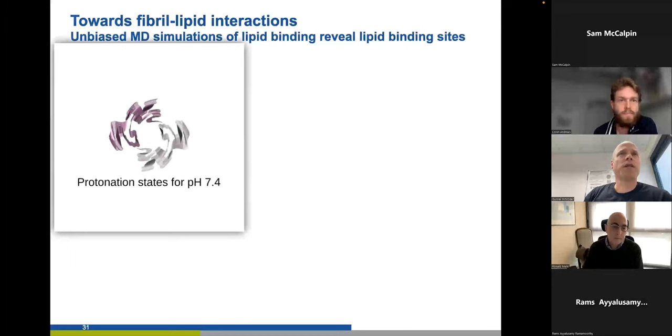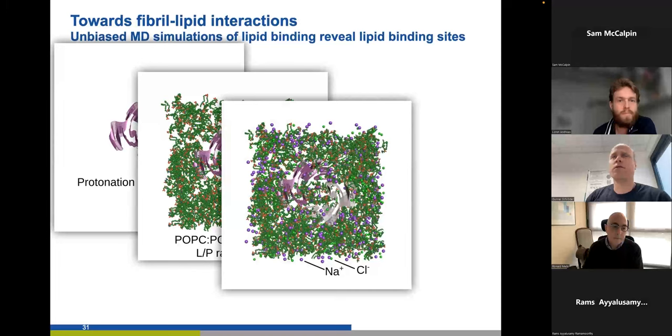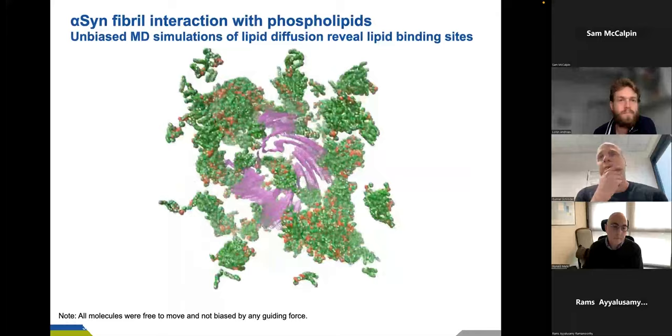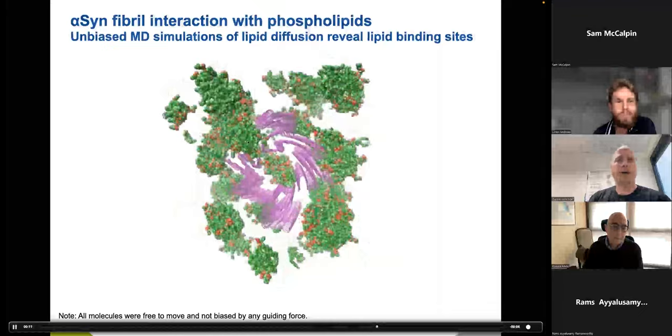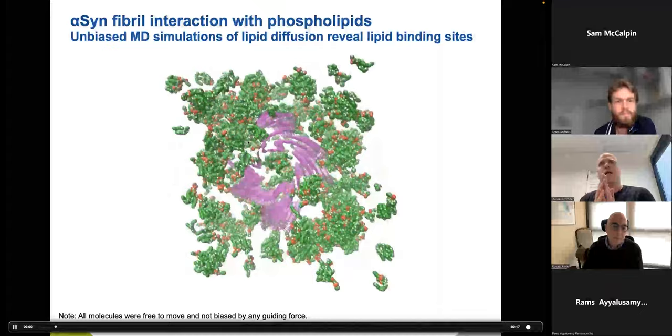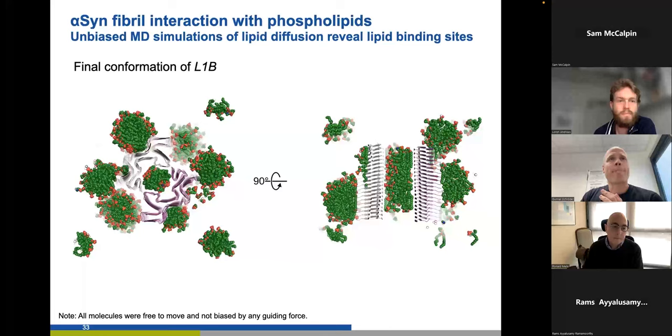So we started from our protein fibril model. He added the lipids in the mixture 1-to-1, with the same lipid to protein ratio as in the experiment. Added the sodium chloride ions and water molecules, and then produced molecular dynamics simulations. And this is one example trajectory, where you can see how the lipids form small micelles and then bind to the protein surface. And this is a snapshot of these simulations where you see these little micelles, how they attach and bind to the surface.